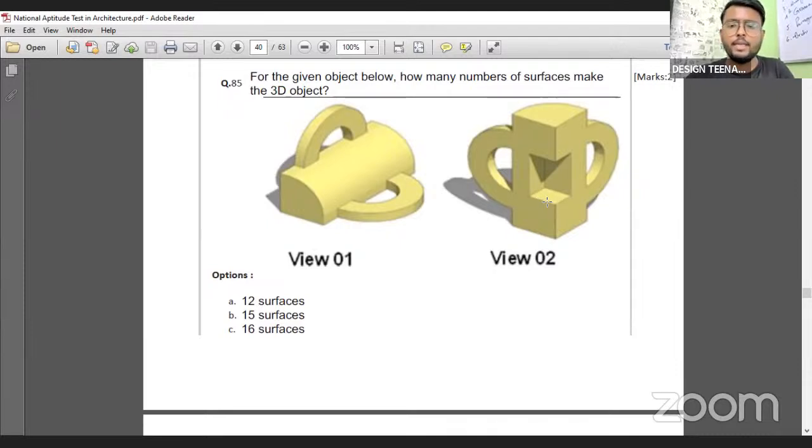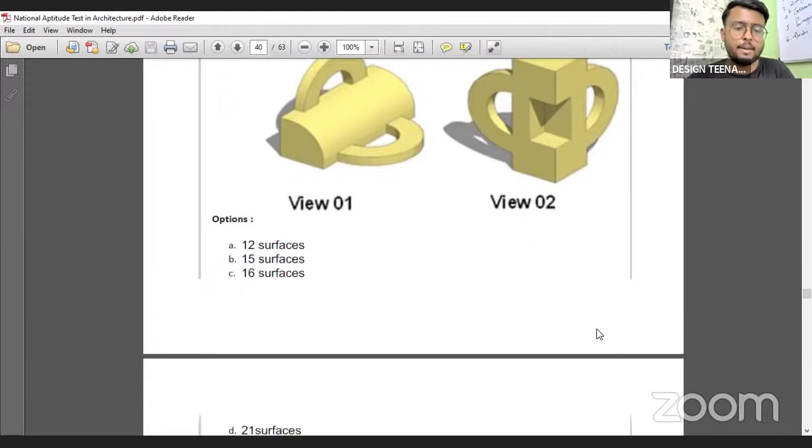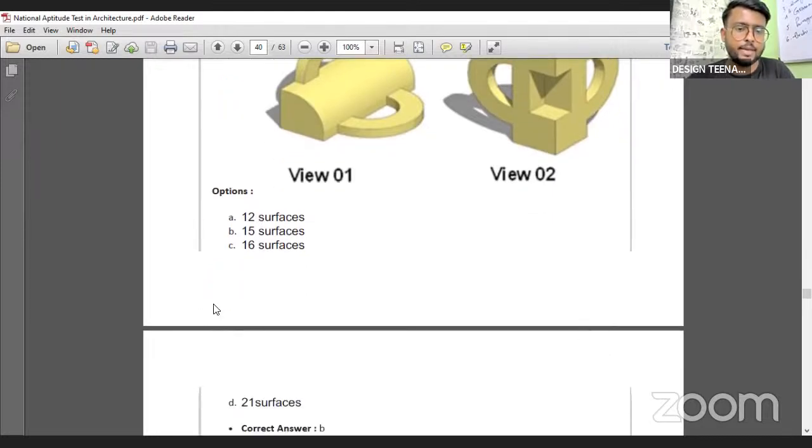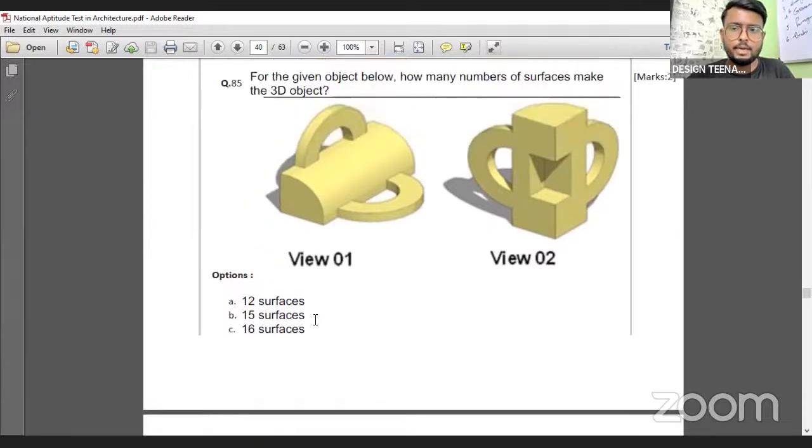Is it 16 or can it be something less? Have I counted something more? No, it's 16 only. Okay, can't it be something less? Let me check the answer, because I have a feeling it can be something less. Fine. It is 15 surfaces they are telling. Now, we need to see what we have counted more.